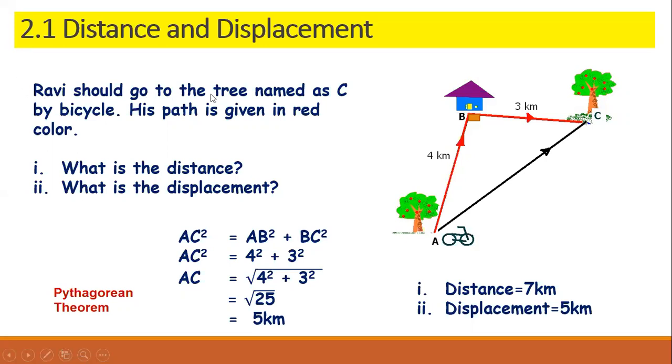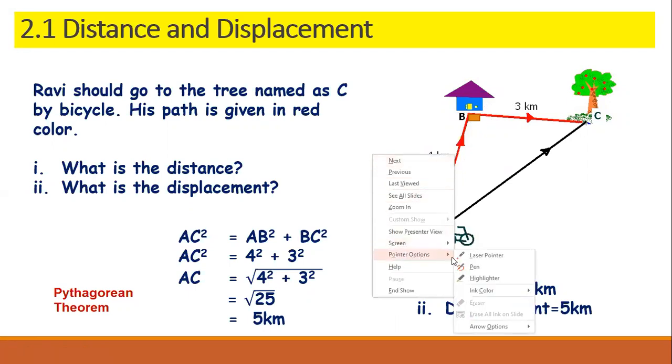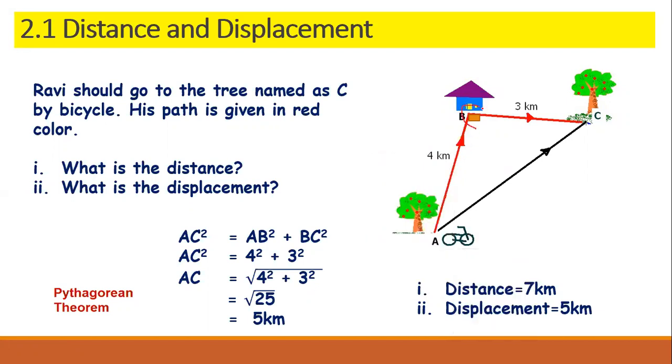Here, Ravi should go to the tree named C by bicycle. His normal path is given in red color. He first comes to the home, which is named B, and then he is moving to C. So from A to B, there is 4 km. From B to C, there is 3 km. And an important thing which is given there is the right angle.